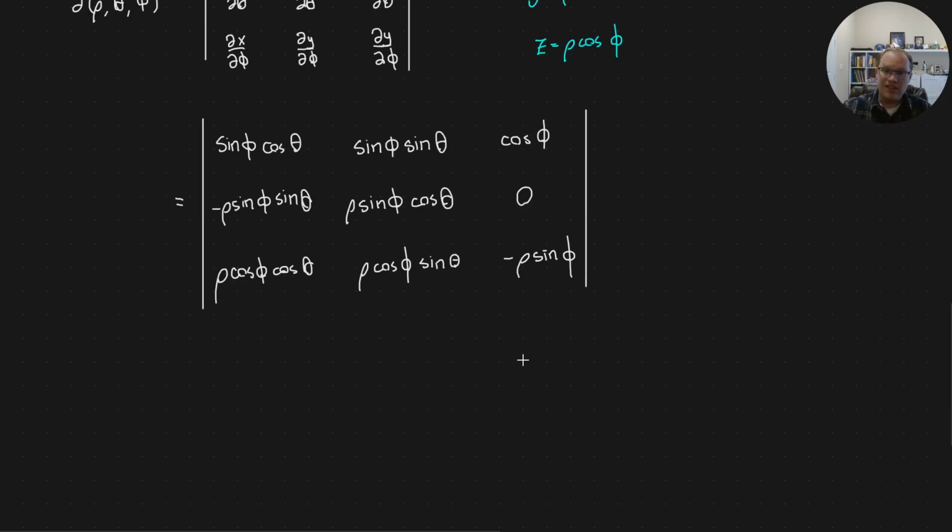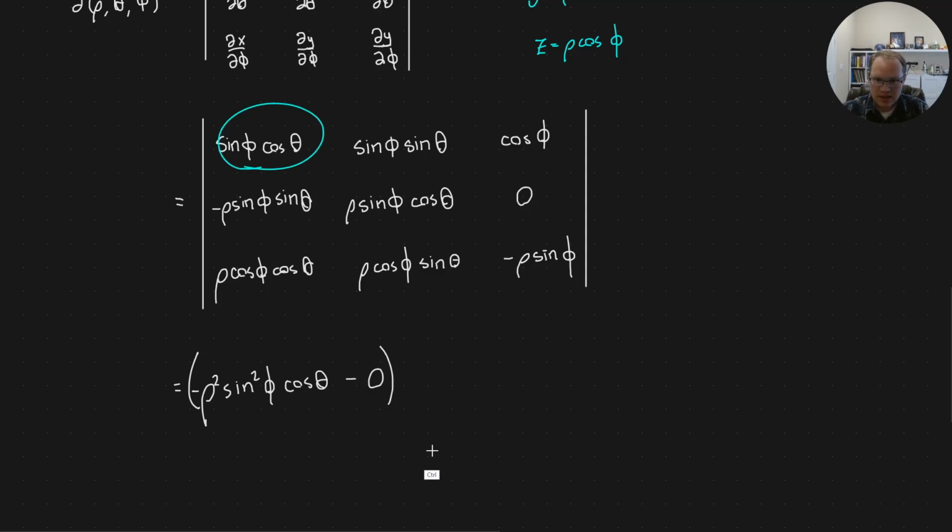All right, let's take the 3 by 3 determinant. This is just like taking a cross product. I'll get this times that minus that times that. So that's negative rho squared sine squared phi cosine theta, minus this times this, that's just 0, times this guy, sine phi cosine theta.